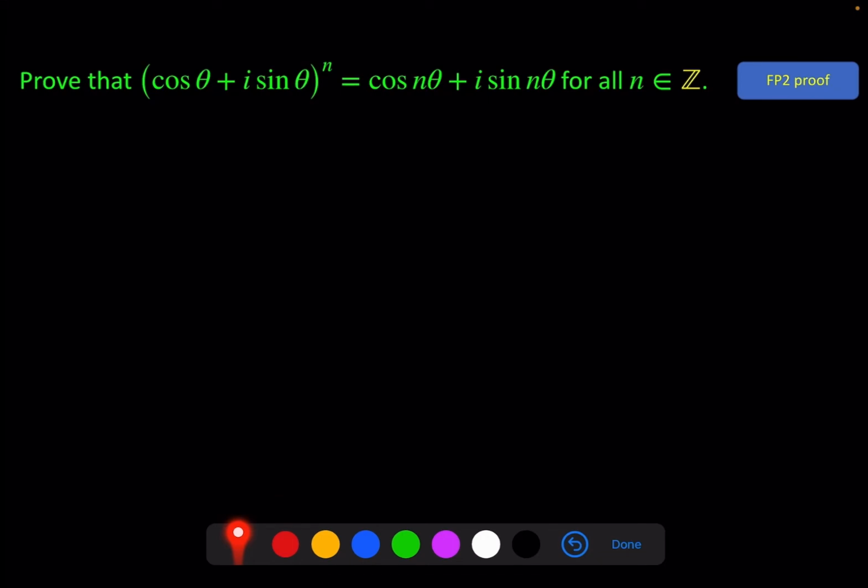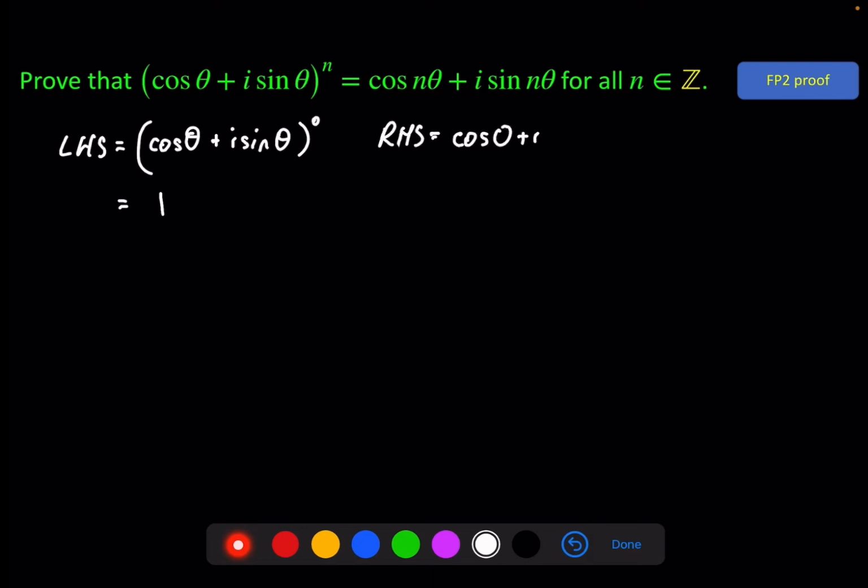0 and negative integers. For 0, it's pretty easy. We don't need an algebraic proof for 0, we just put 0 in for n and show that this is true. So obviously the left-hand side is equal to a 1, because anything to the power 0 is a 1, and the right-hand side is cos of 0 plus i sine of 0. i sine of 0 is 0, and cos of 0 is a 1. So the right-hand side also equals 1, so it is true for 0. So that's positive integers and 0.